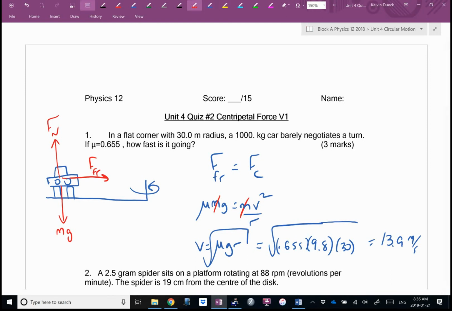Otherwise, I would probably go something like 1 mark for this, half mark for that, 1 mark if I saw that, and a half mark for the answer. Something like that.